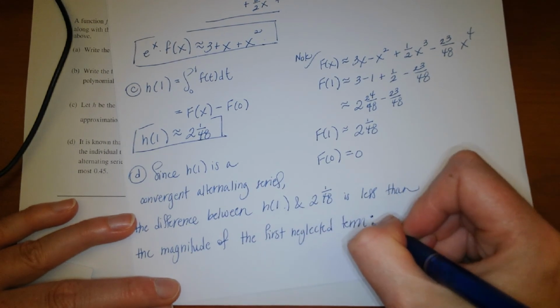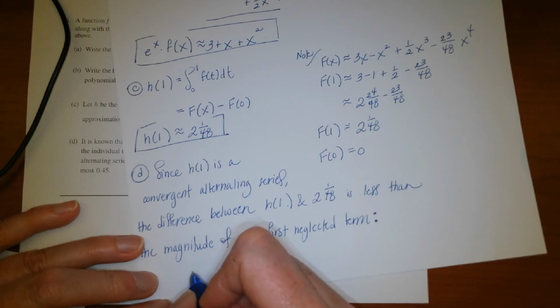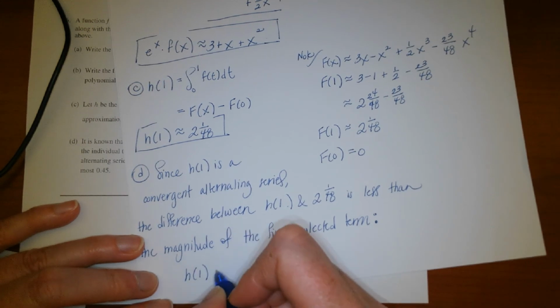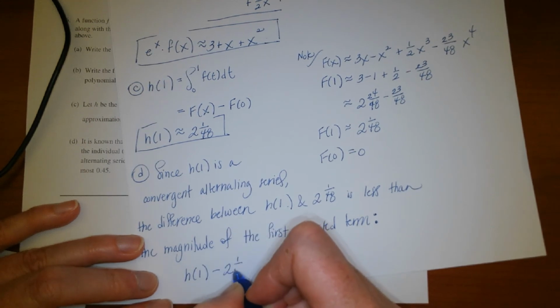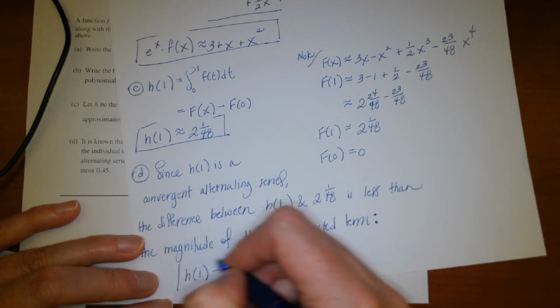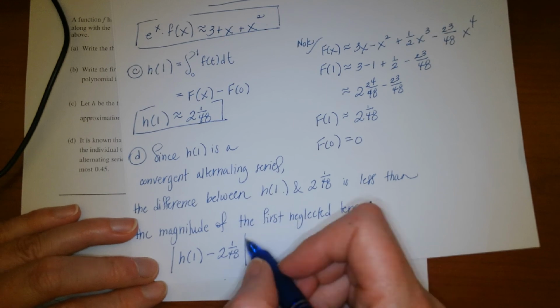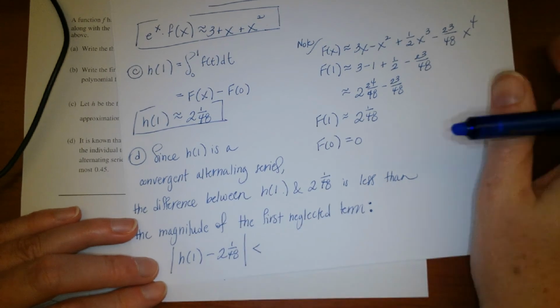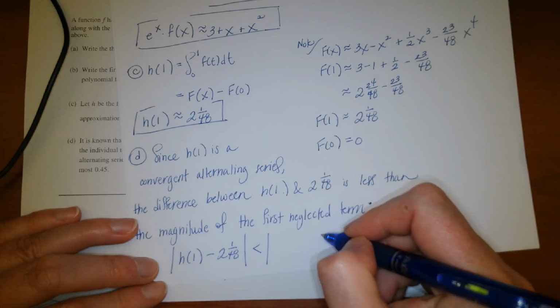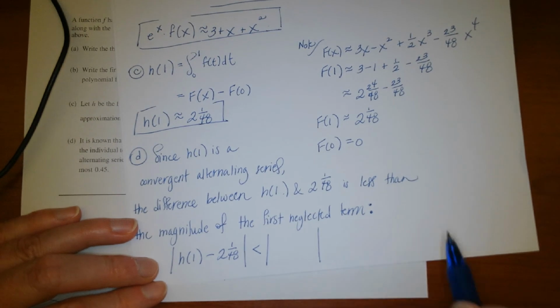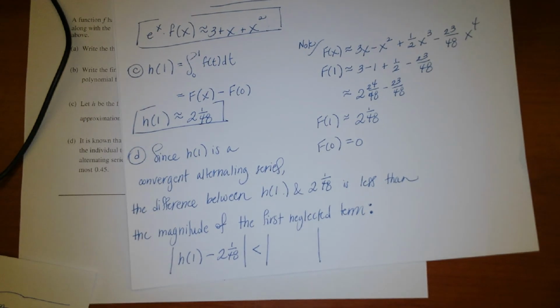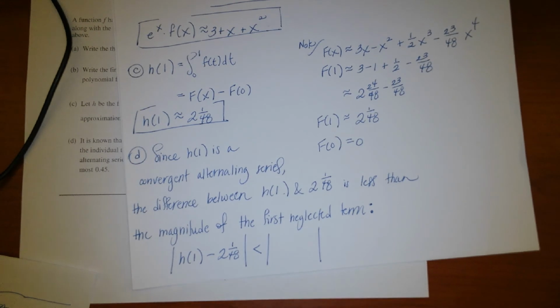And now let's be specific as to what we're saying. We're saying if you subtract the real h of 1 and our little approximation that we got and take the absolute value, so this would be the error, the difference between the two, then you're guaranteed to have that be less than the absolute value of the first neglected term. So now, with the second color, I'm going to go through and show you how to get that first neglected term.